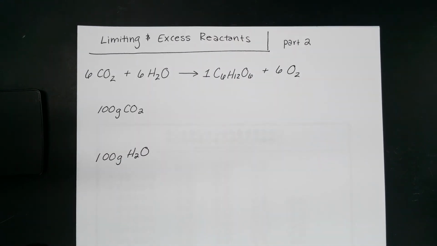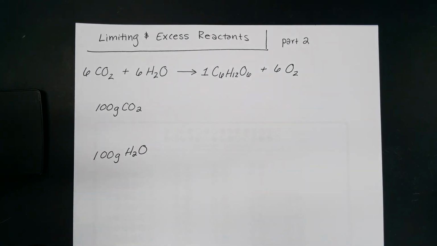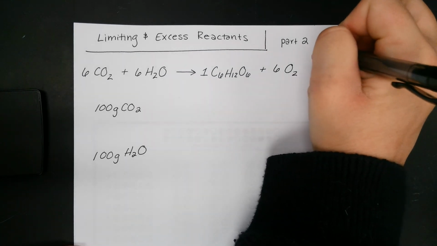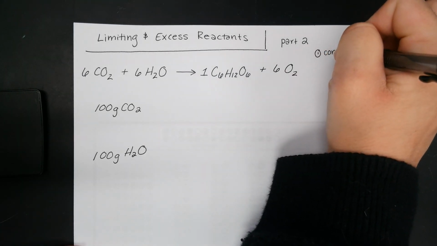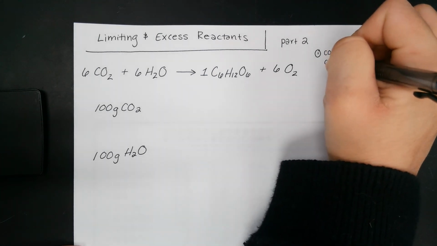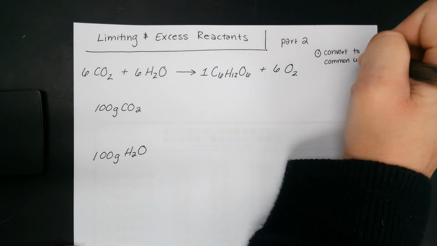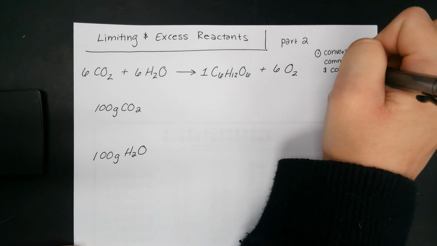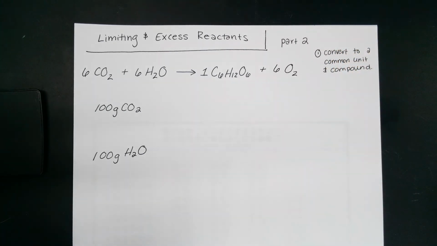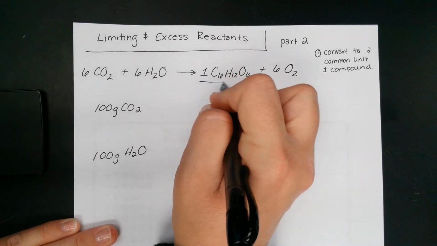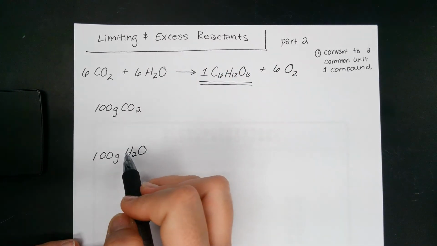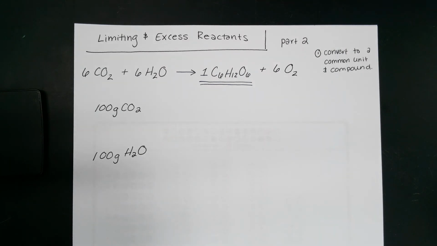And we encounter those two questions once again. What's the quantity of glucose we can make? So how much glucose can we make? And what's stopping us from making more? So those are the two big questions. So for this, what you're going to do, number one, convert to a common unit and compound. So for this one, we're trying to figure out how much glucose is made. And so we're going to go ahead and convert both of these to moles of glucose.